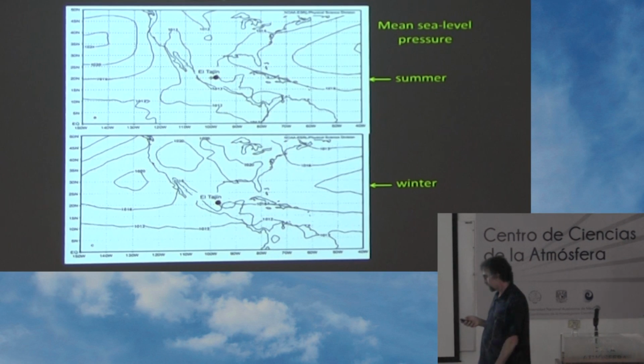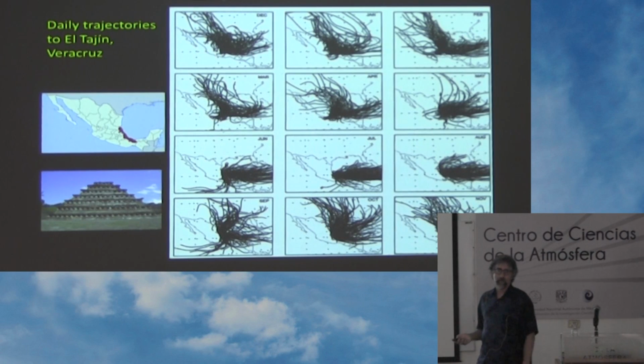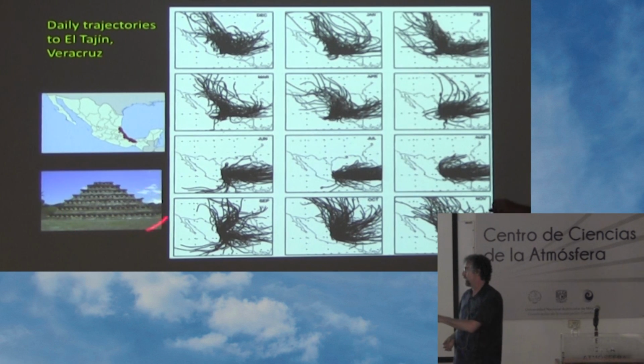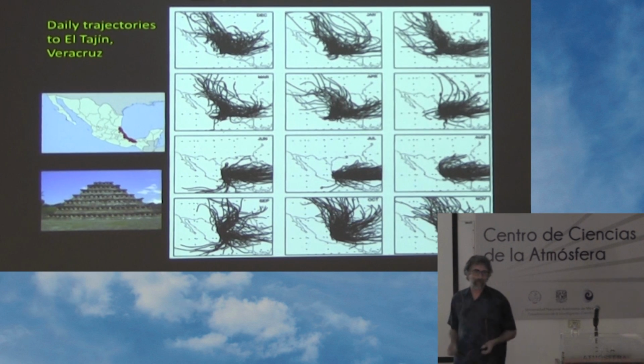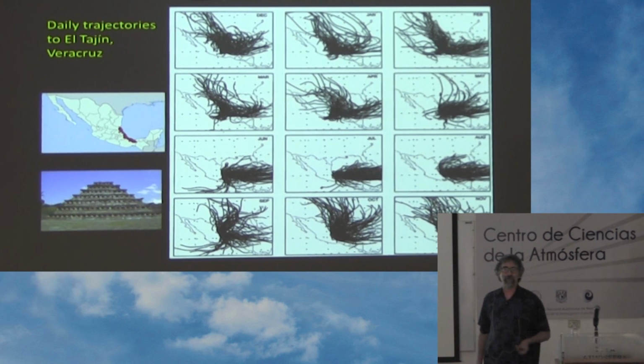Okay. So something like this we call trajectory climatology. And it's very good to answer basic questions about atmospheric transport. For example, there's corrosion on this beautiful pyramid due to air pollution. Where's the air pollution coming from? Well, maybe people might think, oh, Mexico City, because Mexico City has all the pollution sources. But no, the air never goes from Mexico City to there, and the trajectories show that very clearly.